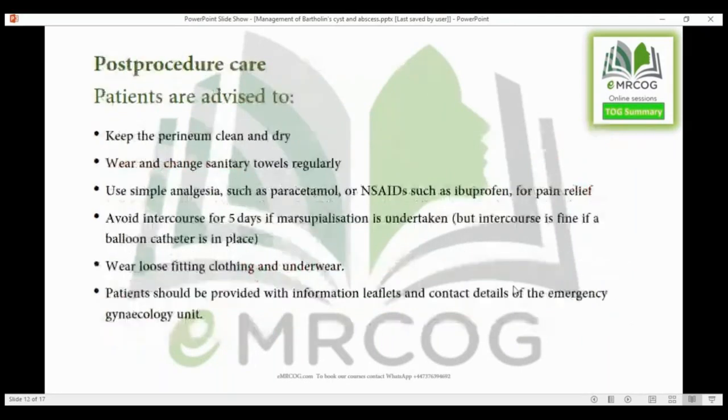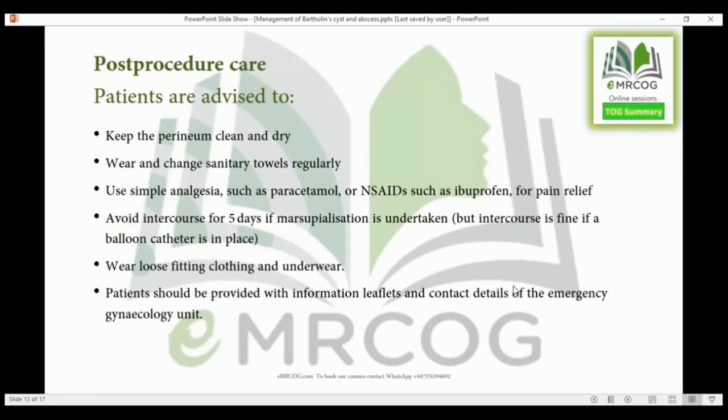Okay, what about the post-procedure care? I think you all know it. It's a simple analgesia. You should keep the perineum clean and dry. Please wear and change the sanitary towels regularly. Avoid intercourse for 5 days if marsupialization is undertaken. Wear loose-fitting clothes and underwear.